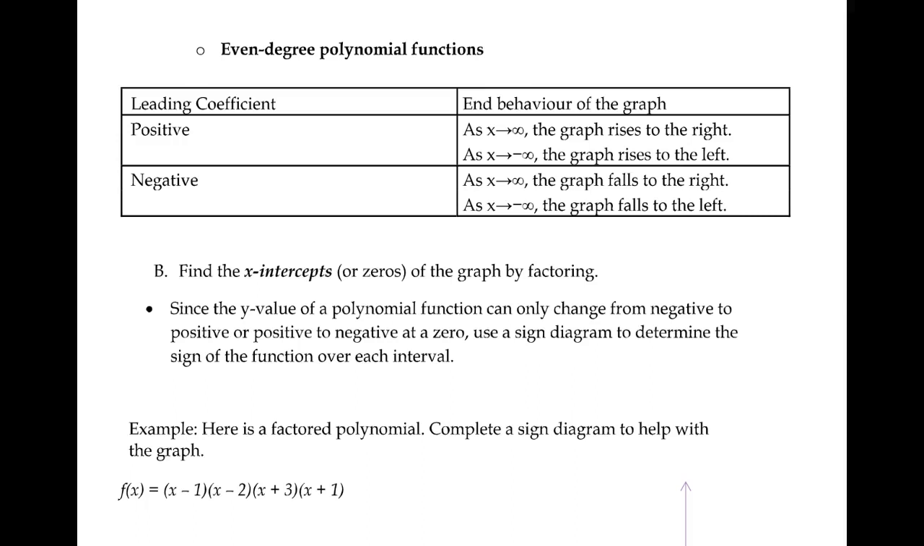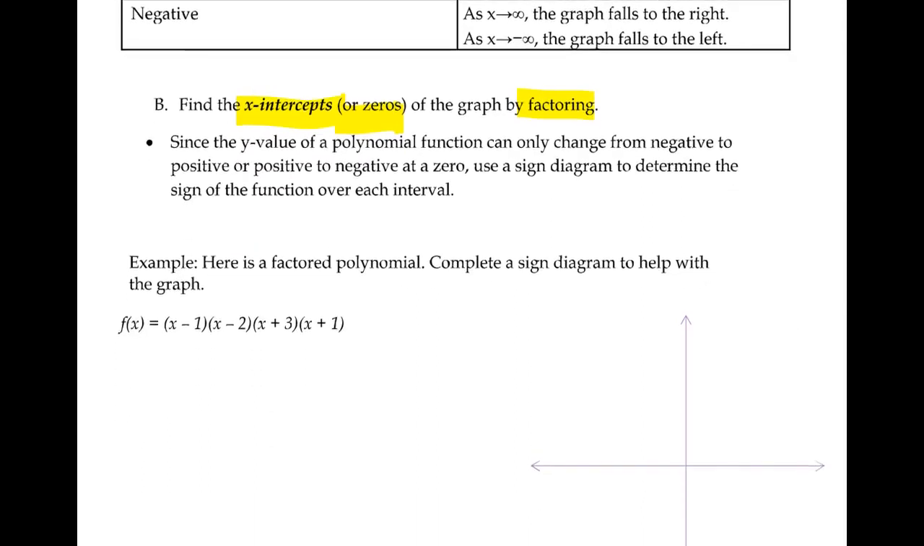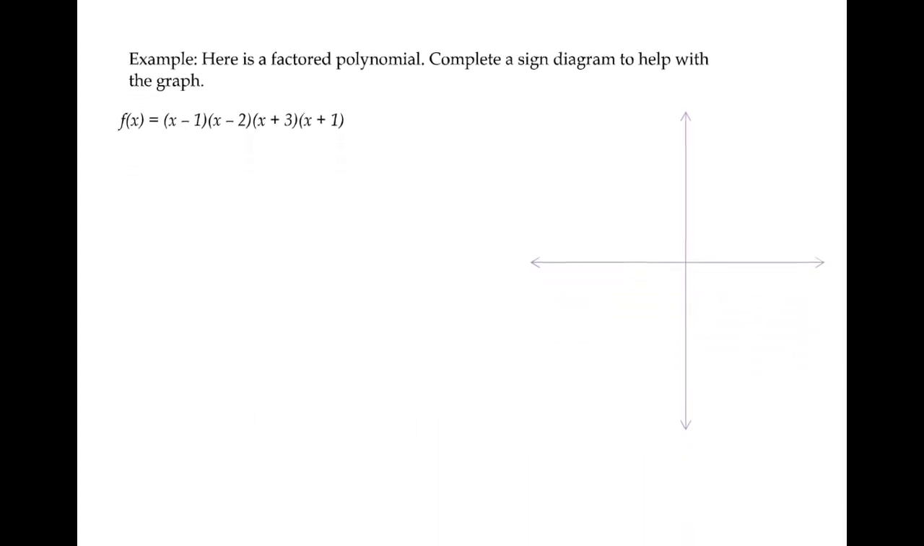The next thing that we want to be able to find out is where are the x-intercepts, or also known as the zeros, of the graph. And we do this by factoring, just like I did in that quadratic example. X-intercepts, we see them called zeros, and we do this by factoring. And we already know how to factor a polynomial because we did that in lessons like 1 and 2 technically. And so we can play around with using that math to help us now.